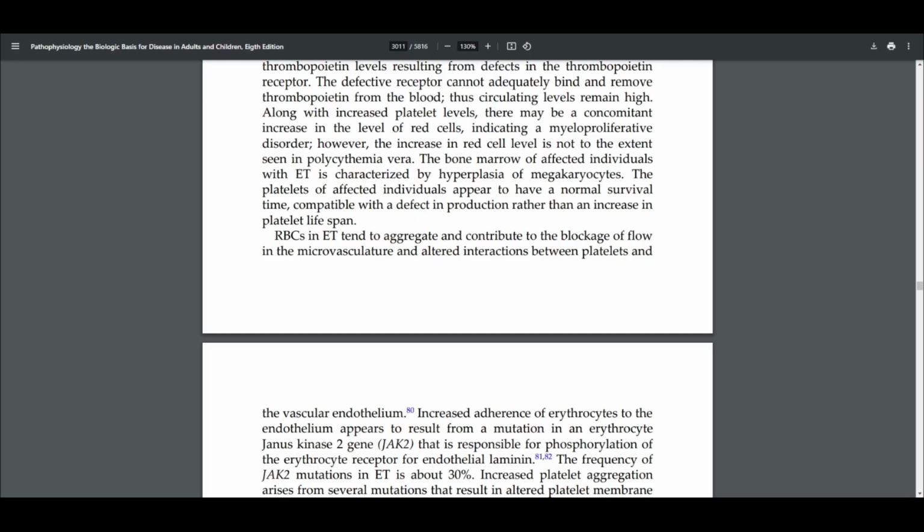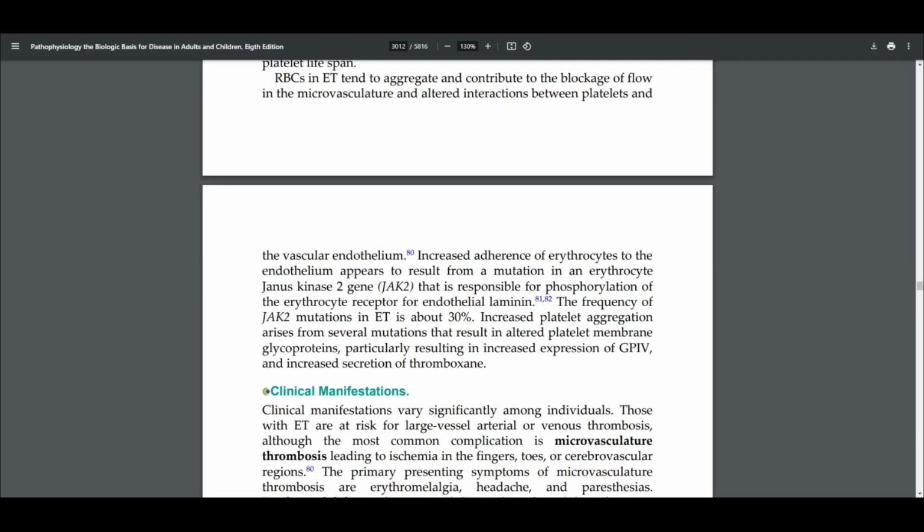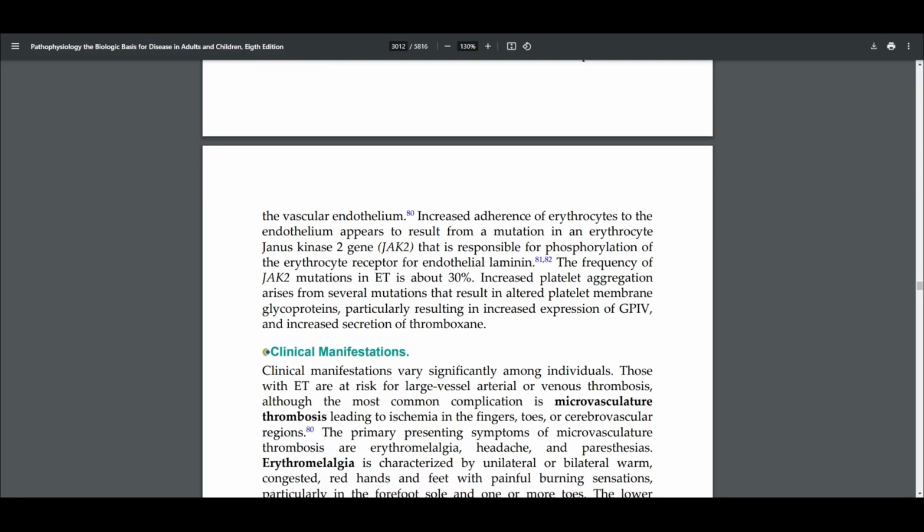The bone marrow of affected individuals with ET is characterized by hyperplasia of megakaryocytes. The platelets of affected individuals appear to have a normal survival time, compatible with a defect in production rather than an increase in platelet lifespan. Red blood cells in ET tend to aggregate and contribute to the blockage of flow in the microvasculature and altered interactions between platelets and vascular endothelium.